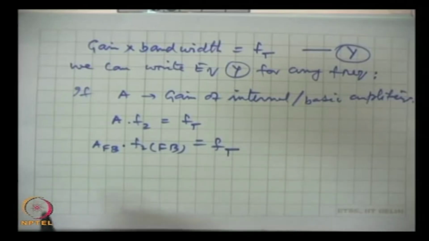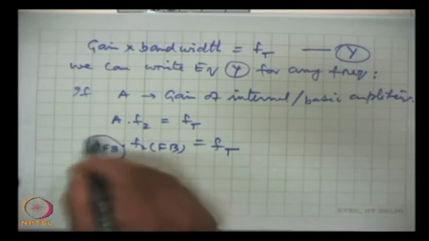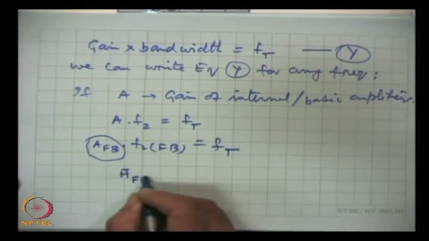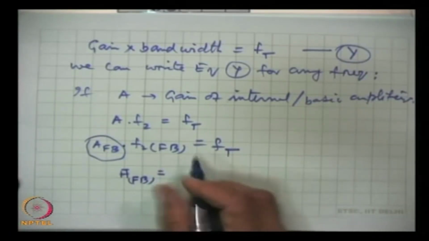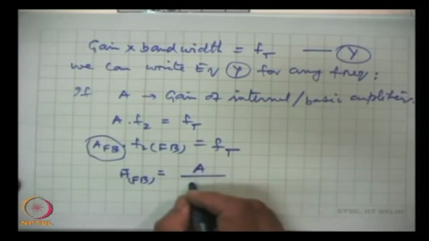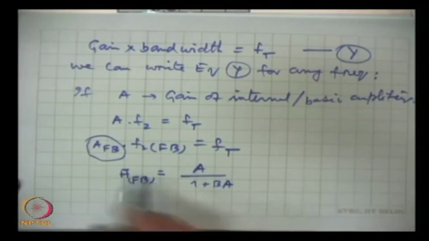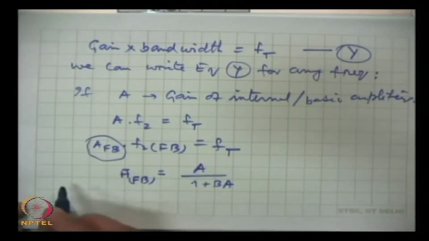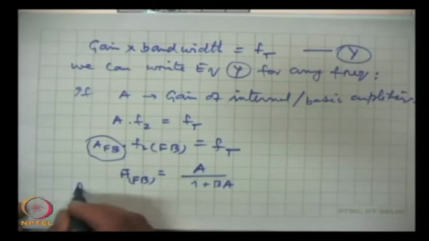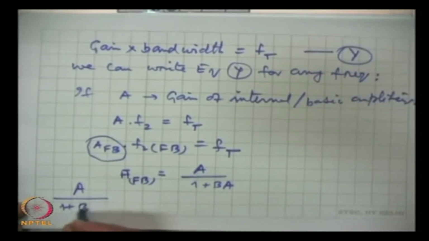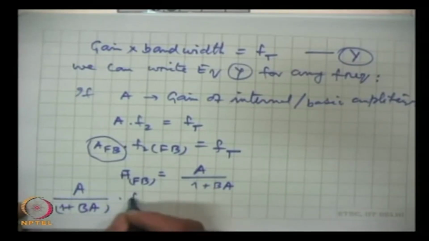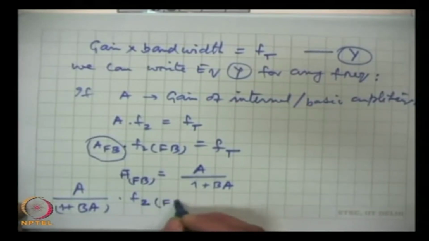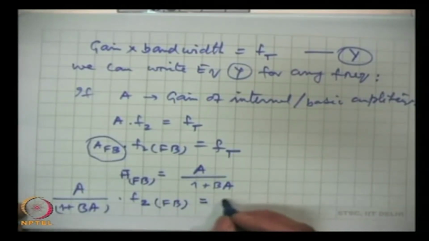Now, substituting here for this A fb, we remember A feedback is equal to A divided by 1 plus BA. So, here we substitute this, so that it becomes A divided by 1 plus BA, into f2 fb, is equal to ft.